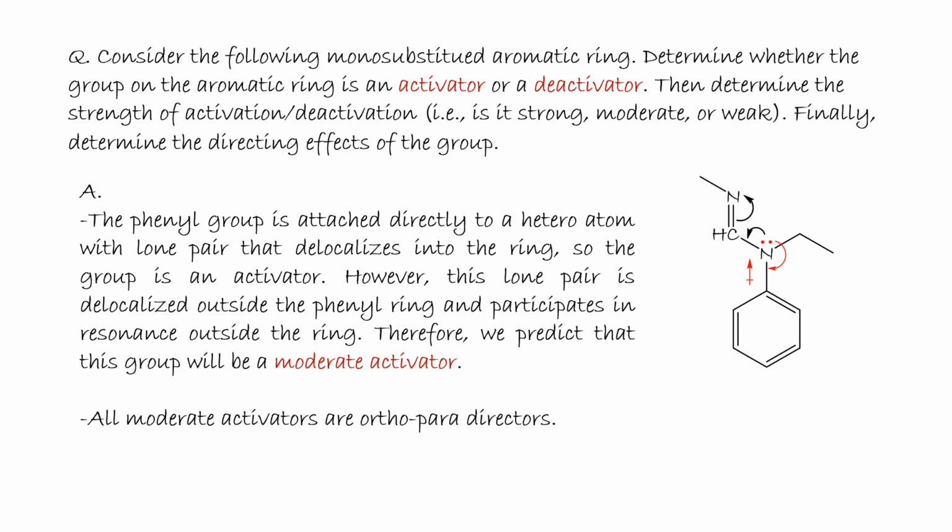Let's examine our understanding on this topic. Consider the following monosubstituted aromatic ring. Determine whether the group on the aromatic ring is an activator or a deactivator. Then determine the strength of activation or deactivation: strong, moderate, or weak. Finally, determine the directing effect of the group. We have here a phenyl group. On it we have a heteroatom with a lone pair. On this group we have C double bond N.